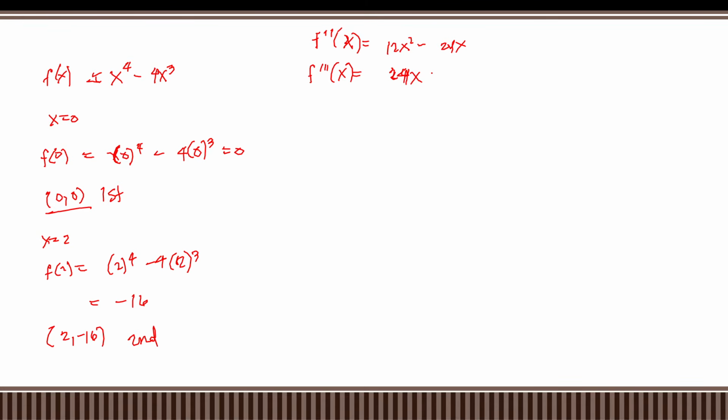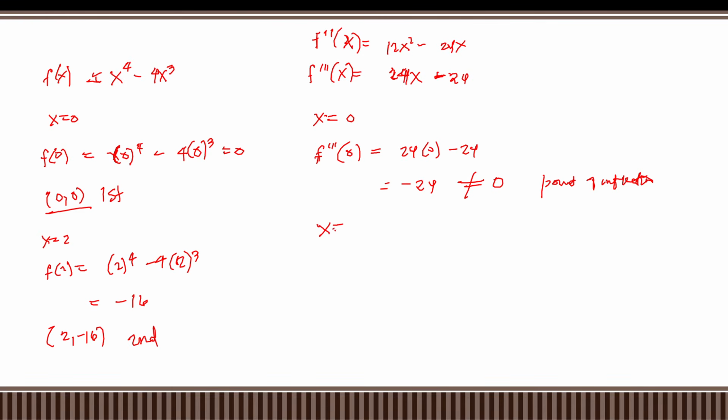This is 24x minus 24. So at x is equal to 0, we have to substitute here. Third derivative, 24 times 0 minus 24. So this is negative 24. Negative 24 is not equal to 0. Therefore, we can say that the value x is equal to 0 is the point of inflection.